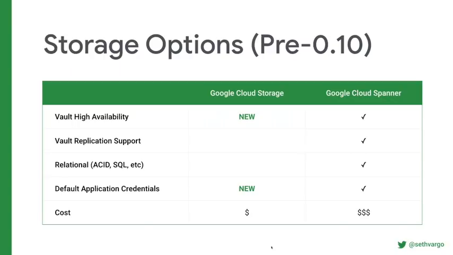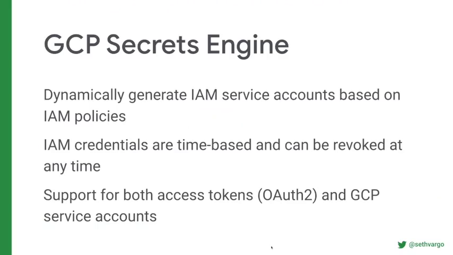Again, high availability mode and the support for the default application credentials for Google Cloud Storage. And obviously Google Cloud Spanner still exists. It's still a great choice, but just giving you more flexibility and more choice in terms of those backend storage options. Another really exciting feature that happened in 0.10 is the support for the GCP secrets engine.